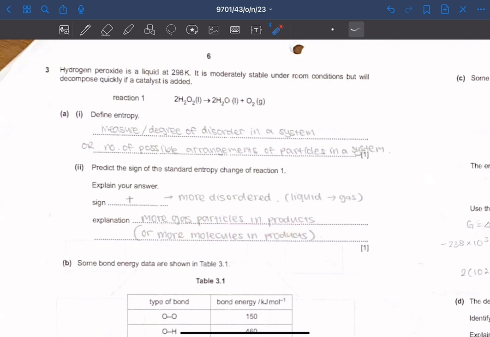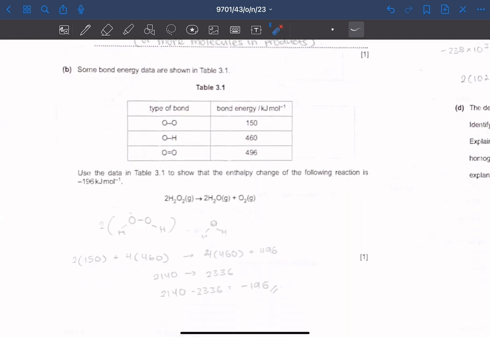Next question, B. Some bond energy data are shown in table 3.1. Type of bond: O-O, O-H, and so on, as stated in the table. Use the data in table 3.1 to show that the enthalpy change of the following reaction is negative 196 kJ per mole. To understand this, we can actually draw hydrogen peroxide, H-O-O-H.